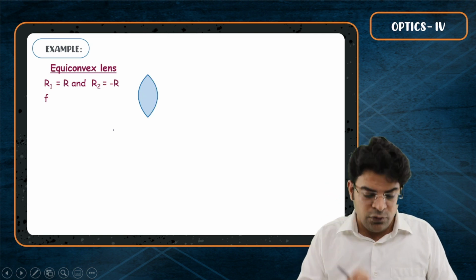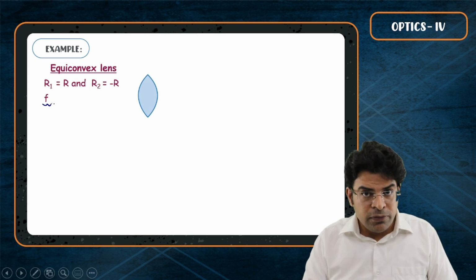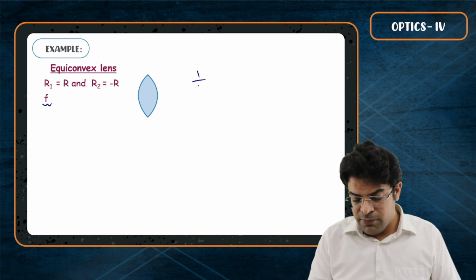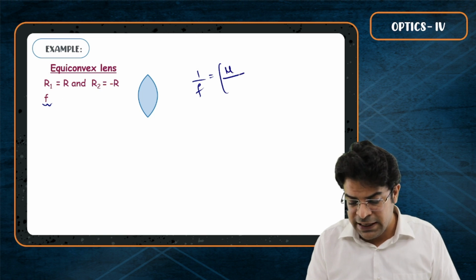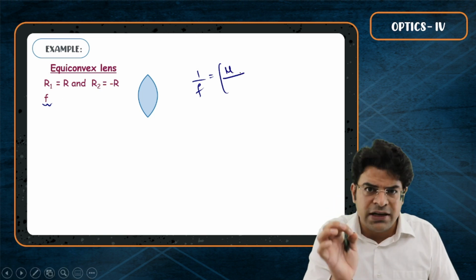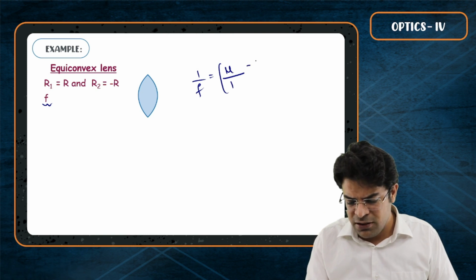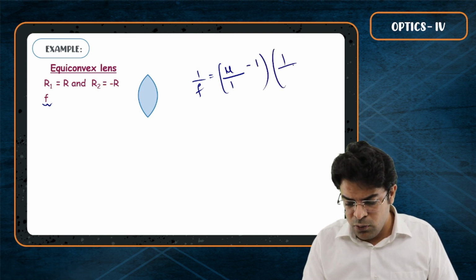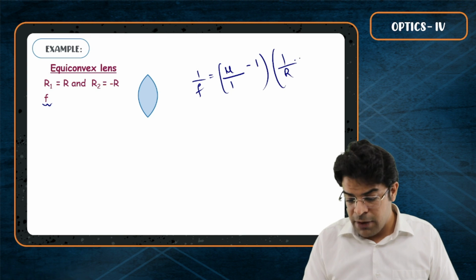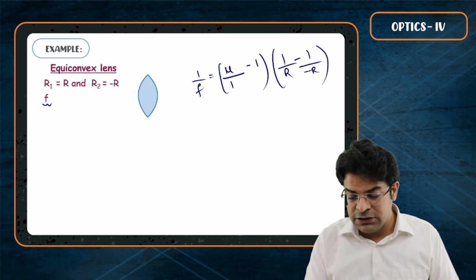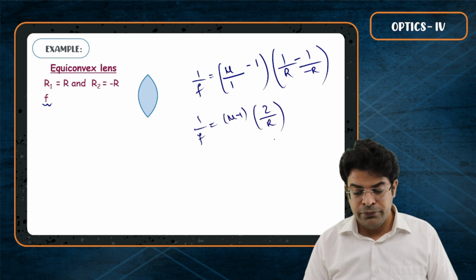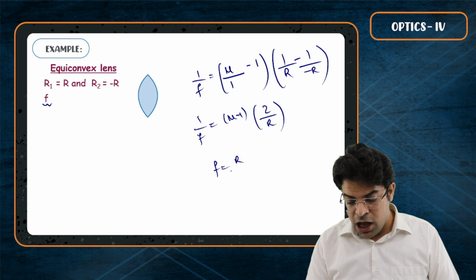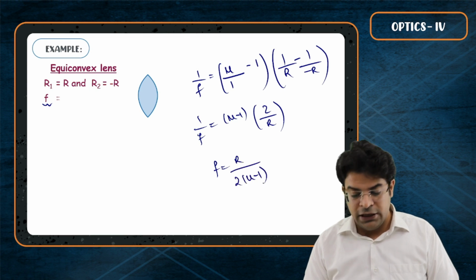Now, if you need to find its focal length, you will use the formula. You will say that 1 by f equals (mu L by mu s minus 1). So let's take the glass material refractive index as mu and the surrounding is air, (mu minus 1) into (1 by r1, plus r, minus 1 by r2, minus r). So this minus minus becomes plus. So you get 1 by f equals (mu minus 1) into 2 by r. So f comes out to be r upon 2 times (mu minus 1).